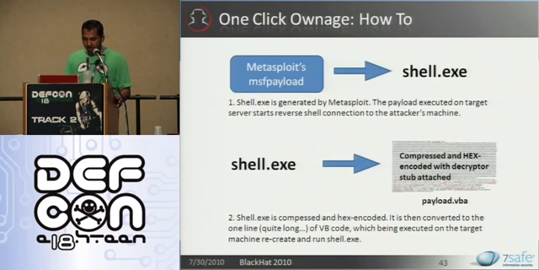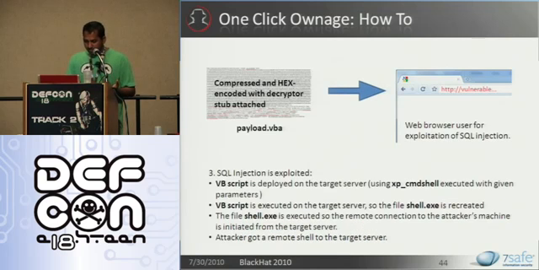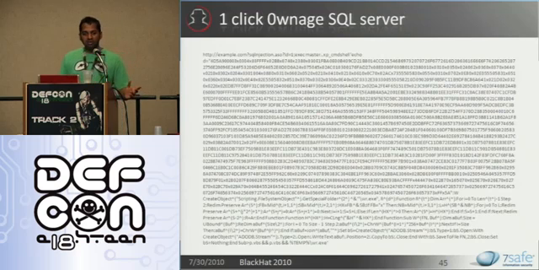So shell.exe is generated by Metasploit's MSF payload. Then shell.exe is compressed and hex encoded with decryptor stub attached. So we create this VB script. When this VB script is run, it will create the Metasploit executable on the target server, and then we run the Metasploit executable. So this VB script can be deployed using things like xp_cmdshell on the MS SQL server. So this is how it will look like. One long massive string, which will do the job for you.